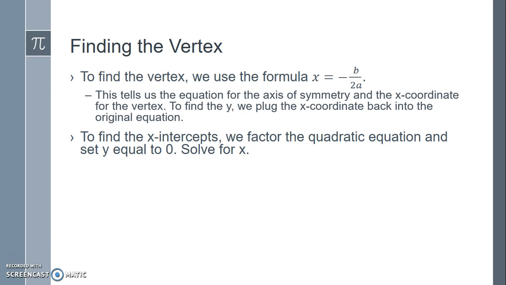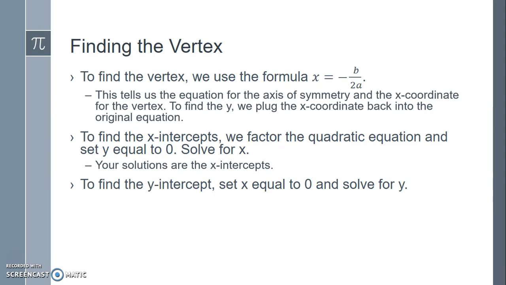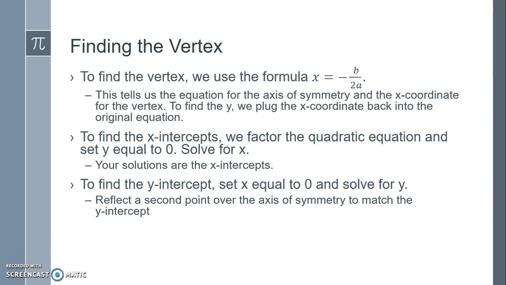To find the x-intercepts, we factor the quadratic equation, set y equal to 0, and solve for x, which is what we did most recently in class. Your solutions are going to be your x-intercepts. To find the y-intercept, set x equal to 0 and solve for y. Reflect the second point over the axis of symmetry to match the y-intercept.